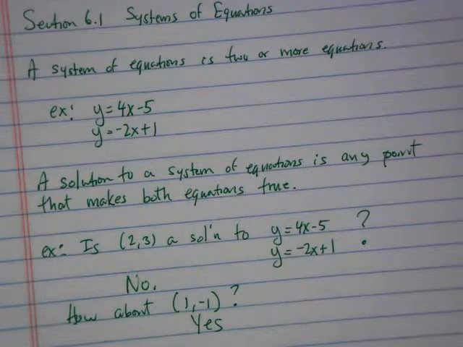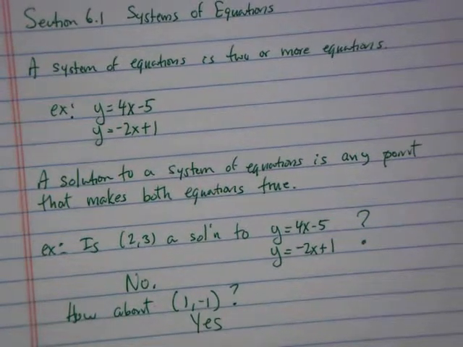Now, the question is, other than just guessing, how do you come up with that answer? But what if I didn't tell you to try (1, negative 1)? How would you guess to get that right answer? Actually, kind of, but that's not what we're going to do today. What we're going to do today to solve is what's called solve by graphing.